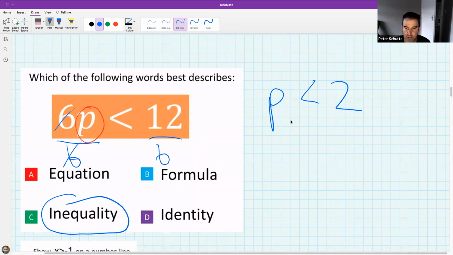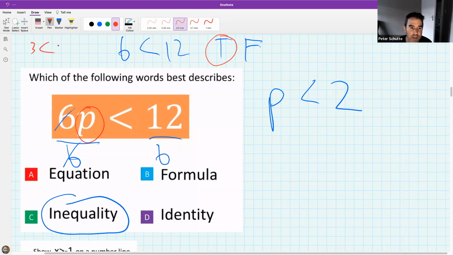So what are some answers? Well, an answer that I could get could be 1. So let's see if 6 times 1 is less than 12. True or false? 6 is indeed less than 12. What about a half? If p was a half, is that a valid solution? Well, a half is less than 2. Let's check. 6 times a half is 3. Is 3 less than 12? Yeah. So there are many different answers to this inequality.